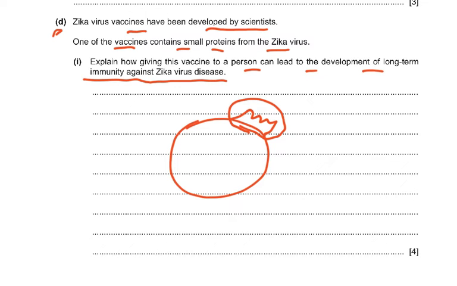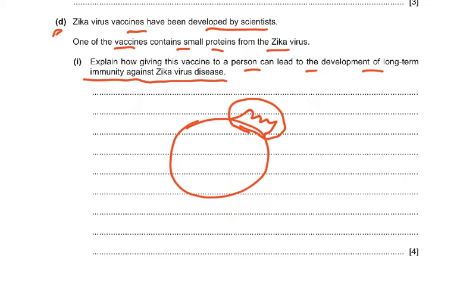Now, it's very simple. Proteins are foreign antigens, or they're non-self. Proteins stimulate a primary immune response. B and T lymphocytes are activated. It results in clonal expansion, which means cells divide by mitosis to produce a clone. And then formation of memory cells, whether it's the B lymphocytes or the T lymphocytes. For all this you get one mark. You could have said, what is this called? This is called artificial active immunity.